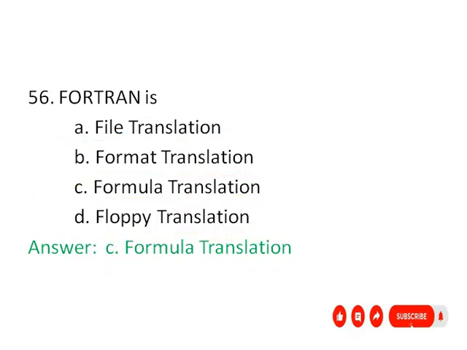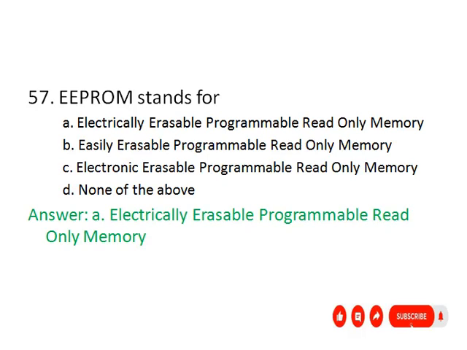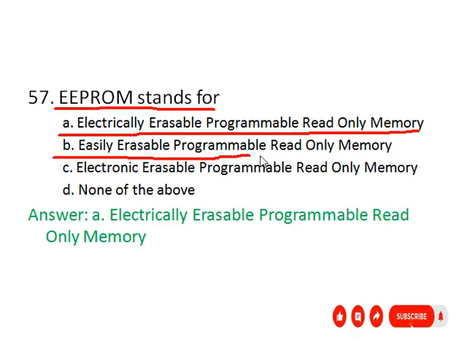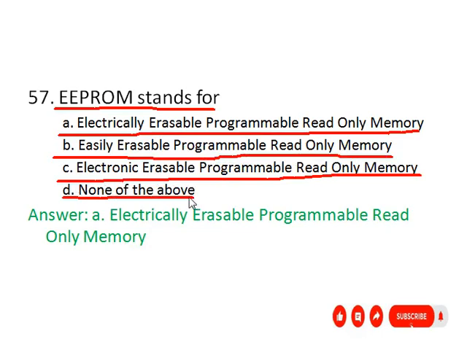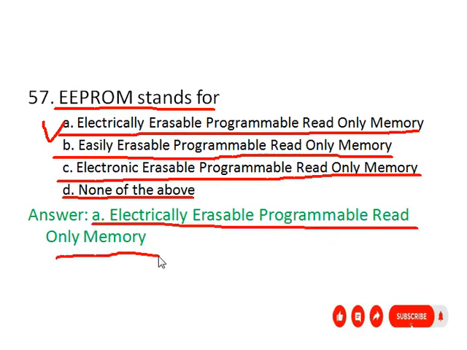Our next question, WPROM stands for, given options are A. Electrically erasable programmable read-only memory, B. Easily erasable programmable read-only memory, C. Electronic erasable programmable read-only memory, D. None of the above. So our correct answer is option A. Electrically erasable programmable read-only memory.